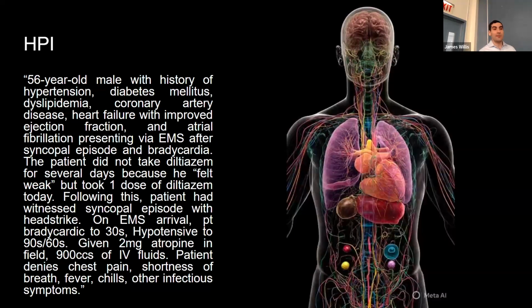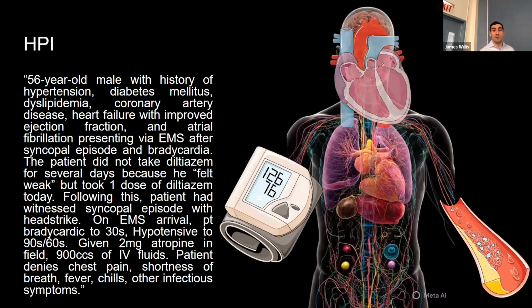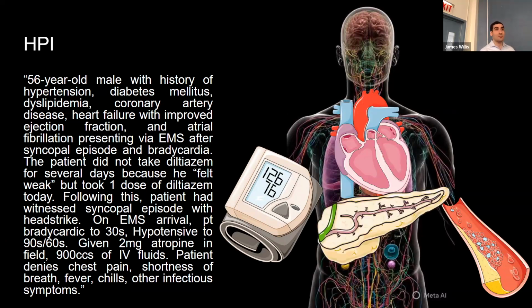Okay, so we get our HPI. This is more or less word for word what was documented in the IPN. So you have a 56-year-old gentleman. His medical comorbidities include hypertension, diabetes mellitus, dyslipidemia, and CAD. He has HFrEF with reduced ejection fraction, AFib with RVR, status post ablation. He was coming in by EMS after a syncopal episode and was noted to be bradycardic.